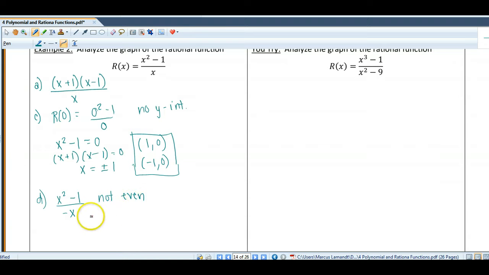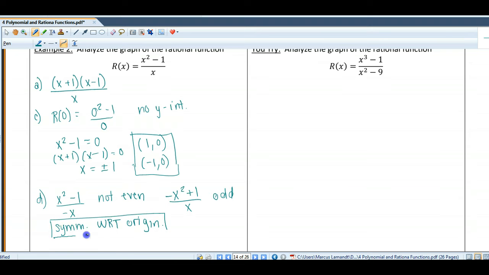Okay? If you make the whole thing negative, however, whether you put the negative on top or put the negative on bottom, it's the same thing. This is essentially the same thing as this, except that I multiply the negative into the top here and into the bottom here. So it actually is odd. So it's symmetric with respect to the origin.